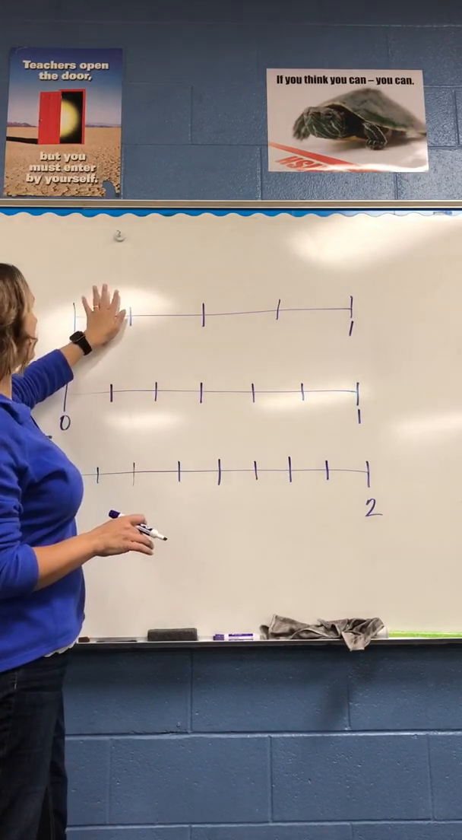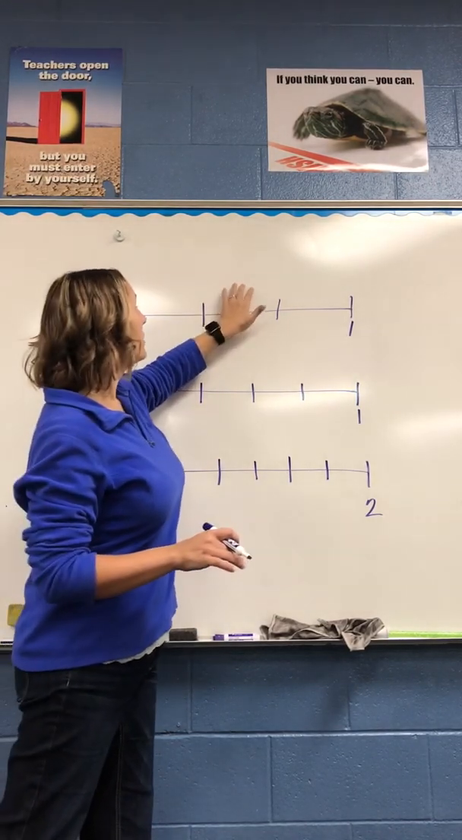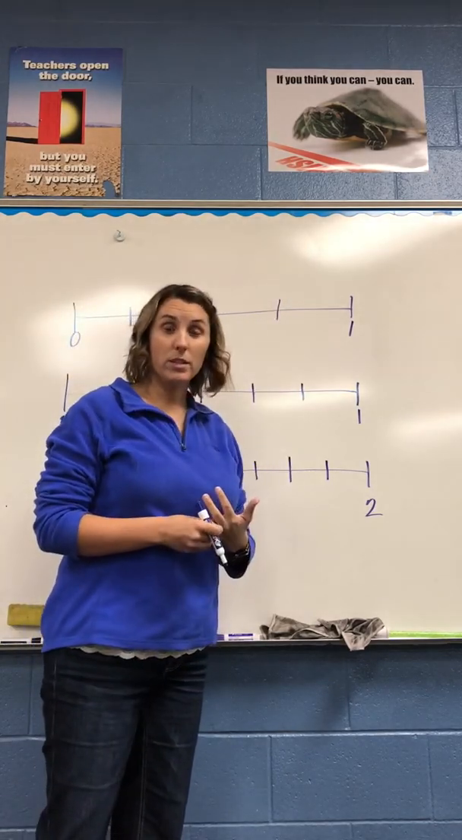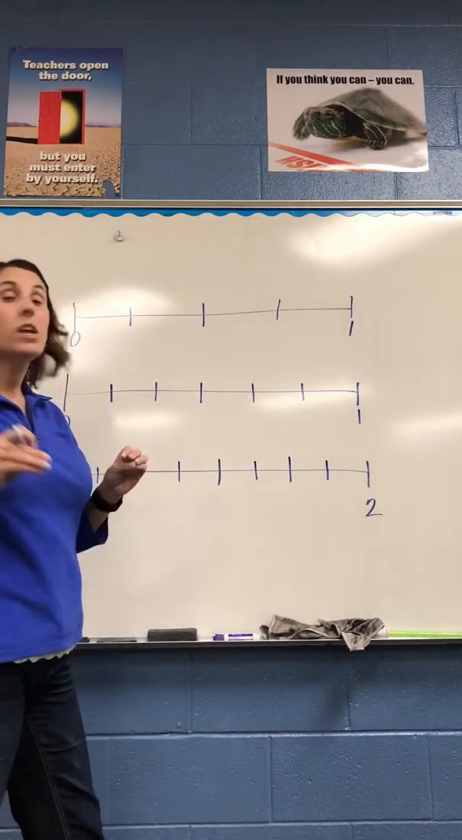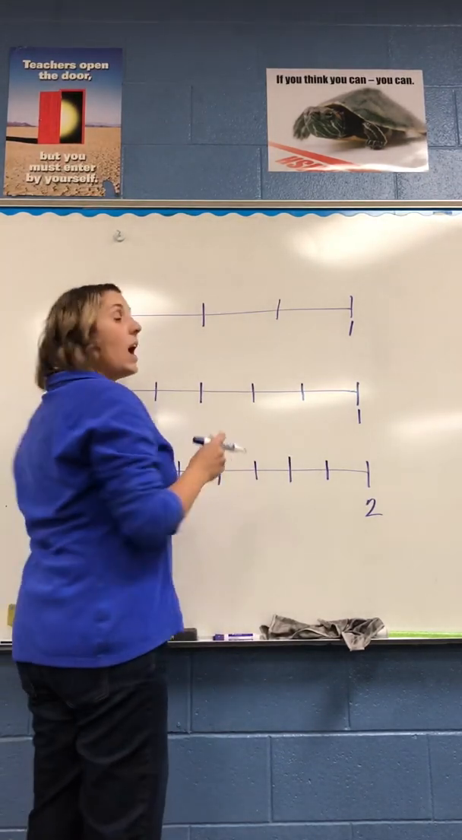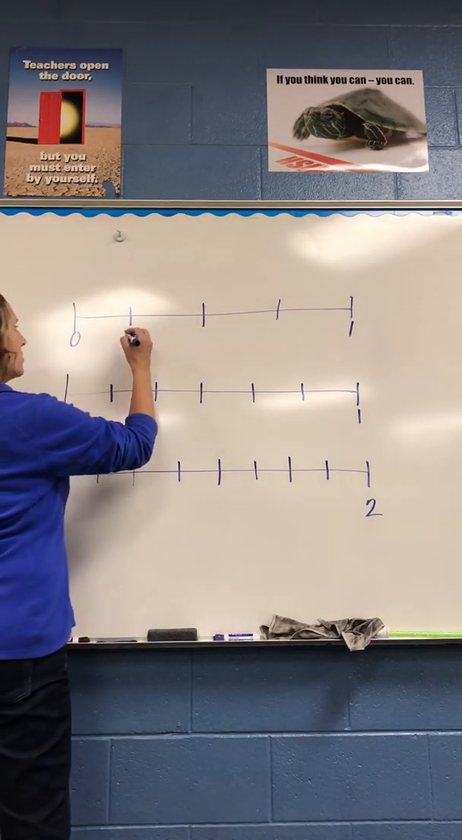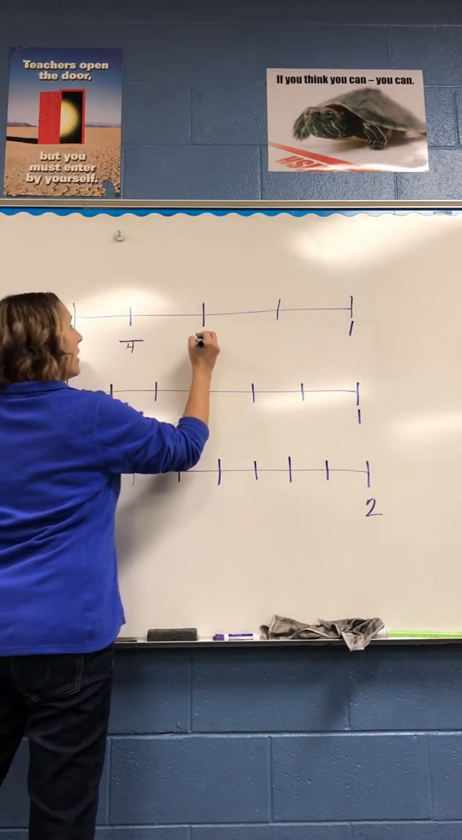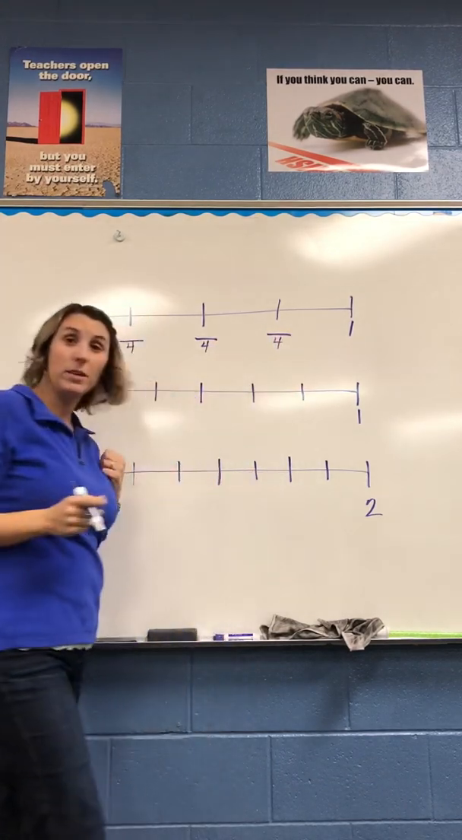So to count the sections, let's look here. We have 1 space, 2 spaces, 3 spaces, 4 spaces. So my total number of spaces that I'm looking at here is 4. Okay, so I know that's going to be my denominator every single time. That's going to be a 4, that's going to be a 4, this is going to be a 4.